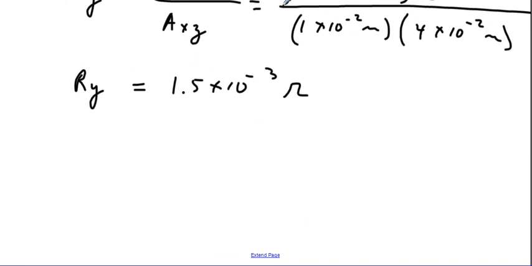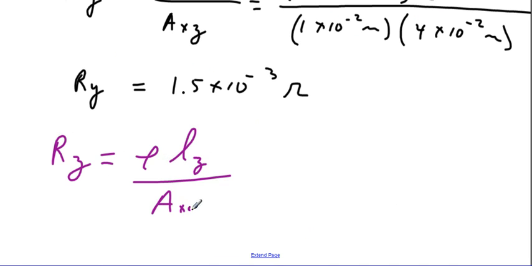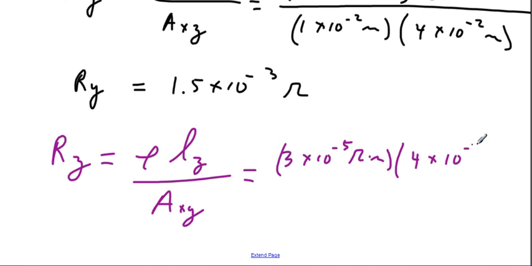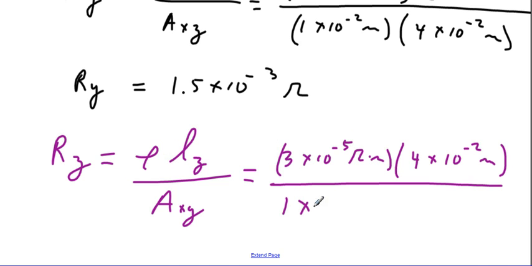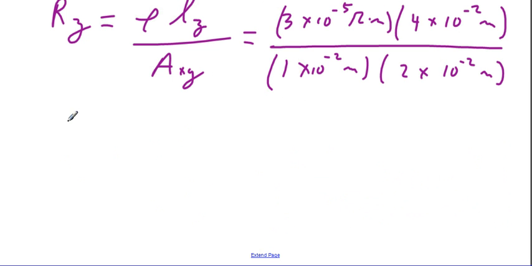Okay, and then we're going to look at resistance in the z direction: rho, length in the z direction, area in the xy direction, 3 times 10 to the minus 5 ohm meters. In the z direction, we have 4 centimeters, 4 times 10 to the minus 2 meters, and then dividing by 1 centimeter times 2 centimeters. Put that on my calculator, and I find that R in the z direction is 6 times 10 to the minus 3 ohms. In all cases, that isn't a whole heck of a lot. Not very many ohms at all.